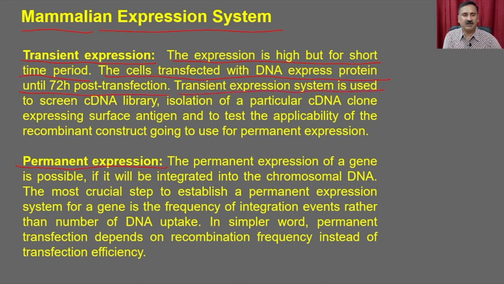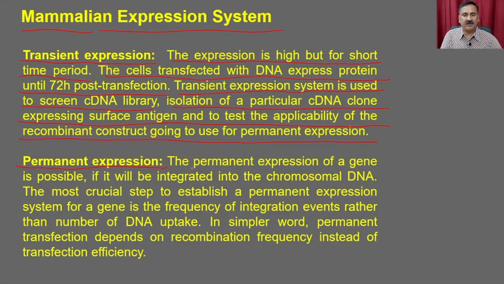The transient expression system is used for screening cDNA libraries, isolation of a particular cDNA clone expressing a surface antigen, and to test the applicability of the recombinant construct going to be used for the permanent expression.